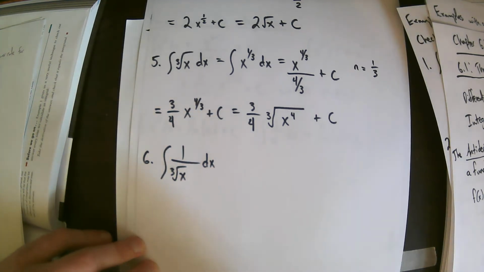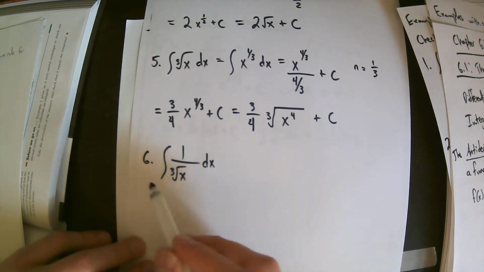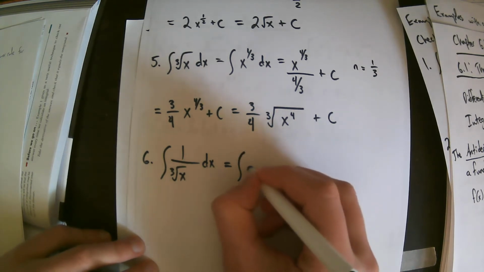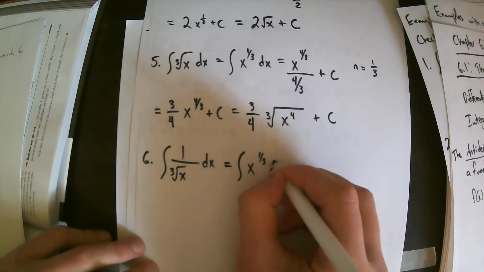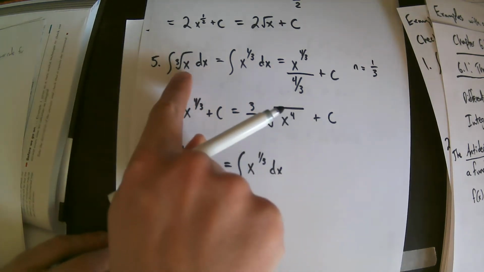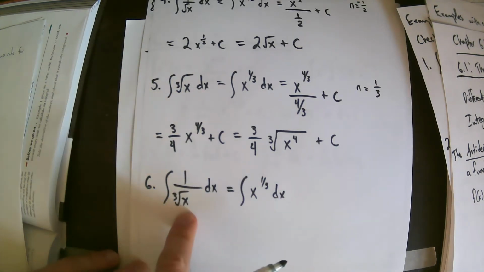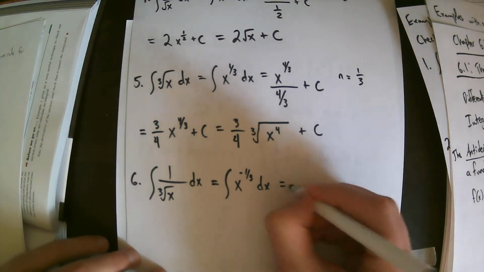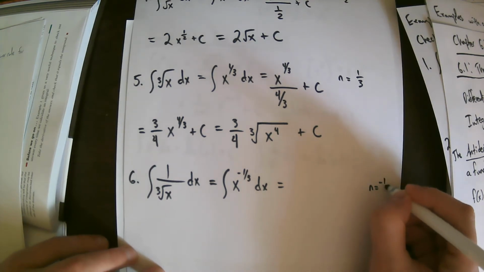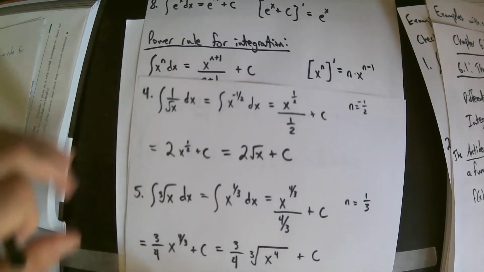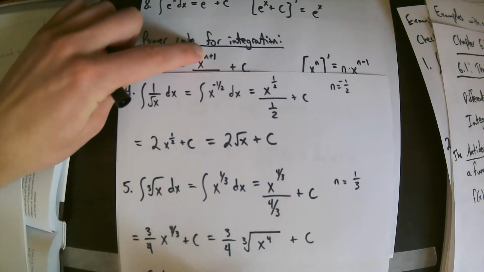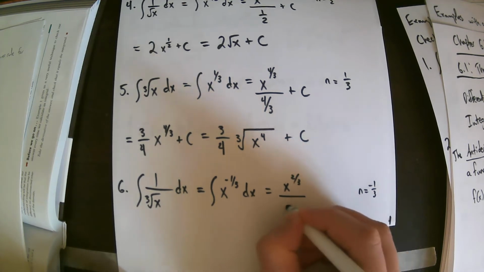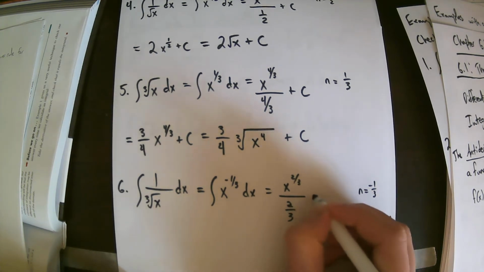Again, this is not explicitly written with its exponent, right? It's written in radical form. So I need to write this as integral of x to the 1/3 dx, but it's not just 1/3, because it's not the same as this function. It's 1 over, right? So that's a negative exponent, negative 1/3. So my n here is negative 1/3. So I'm going to have x to the negative 1/3 plus 1. That'll give me x to the 2/3, and then over 2/3, because these should match again, and then plus c.